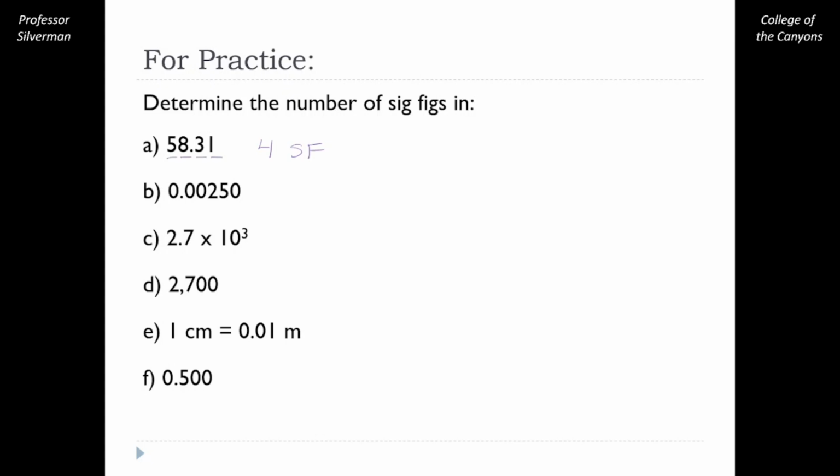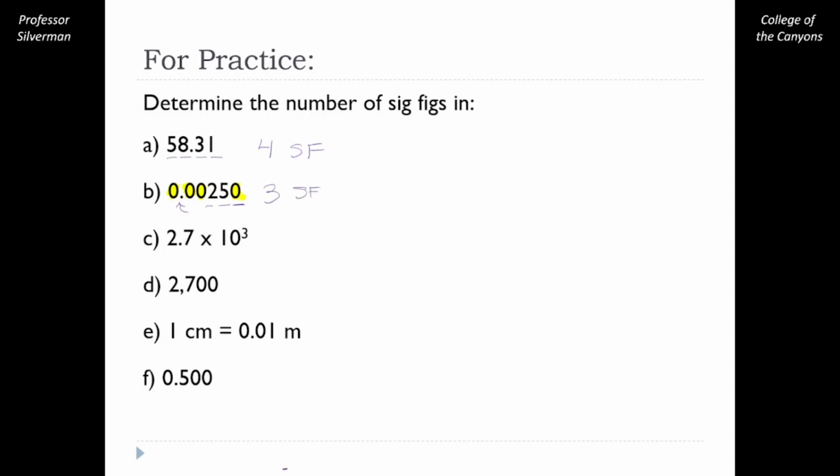For question B, we have a 2 and a 5. Those automatically count. Now we have to be careful about our zeros. Zeros at the beginning of our number tell us that the number is small, but they're not telling us about precision. Those do not count as sig figs. Zeros to the right-hand side of our number only count if there's a decimal place. In this case, there is a decimal, so that 0 on the right has to count as well.